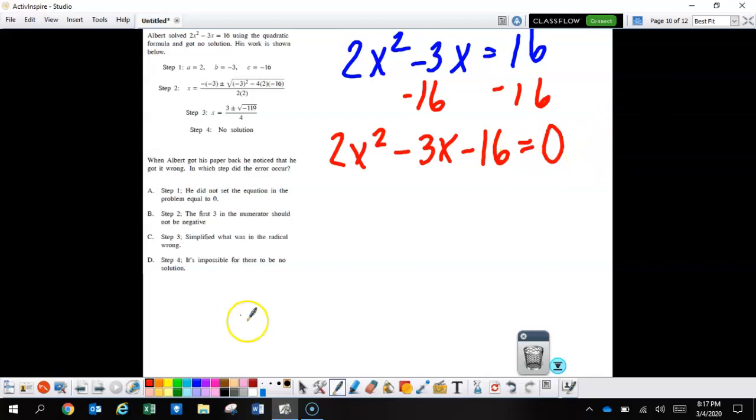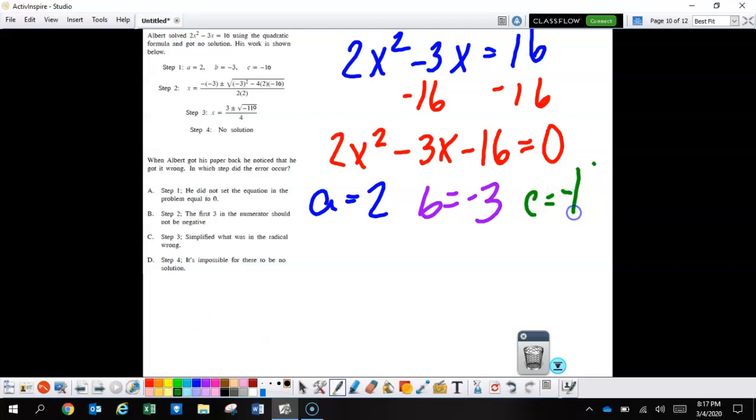Okay, and now I have to figure out my a, b, and c. So a is 2, b is negative 3, and c is negative 16. That's exactly what he's got, so step 1 is correct.